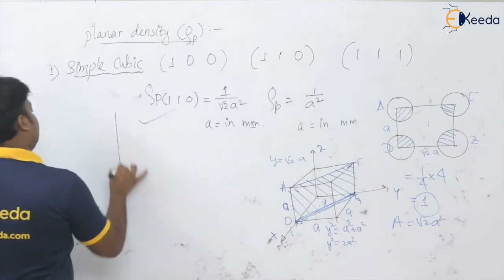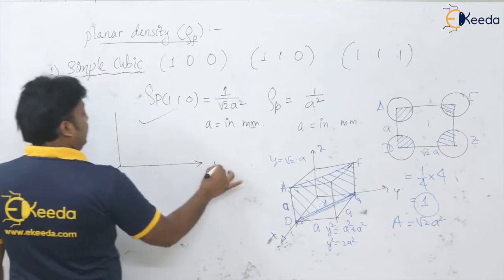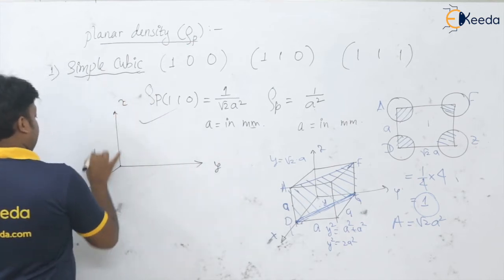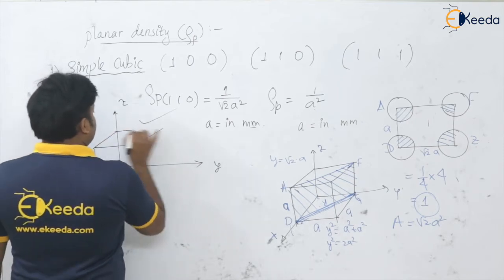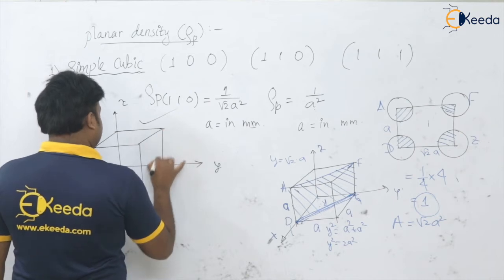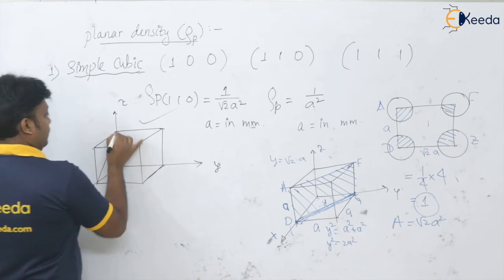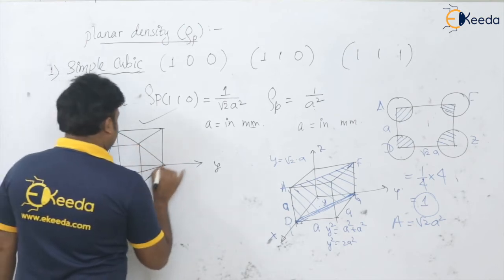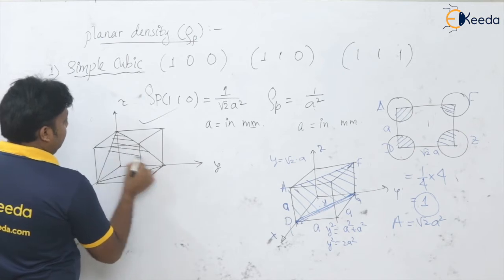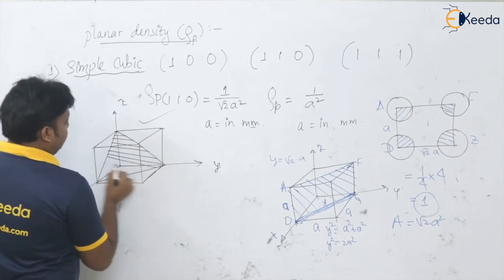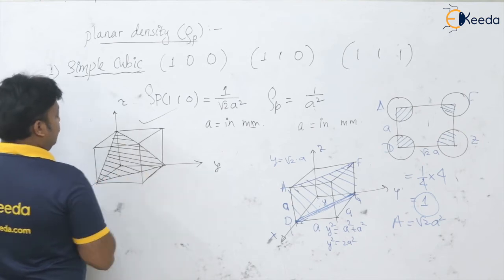Okay, so see here, draw the plane 111 on the xyz axis. Very easy, we have drawn it. What is the name of the plane? EDG, isn't it? So this is plane 1 1 1. For this plane we are going to find out the planar density, isn't it? And now here it is a triangle, isn't it?